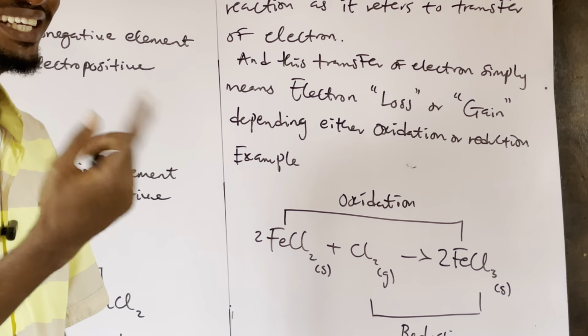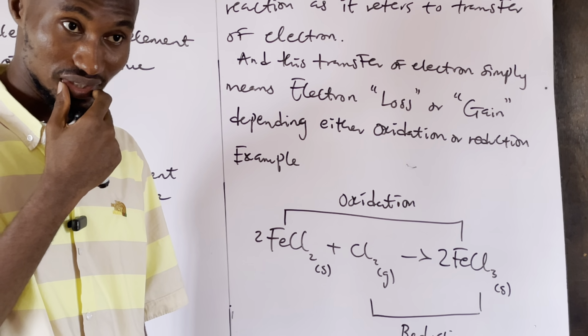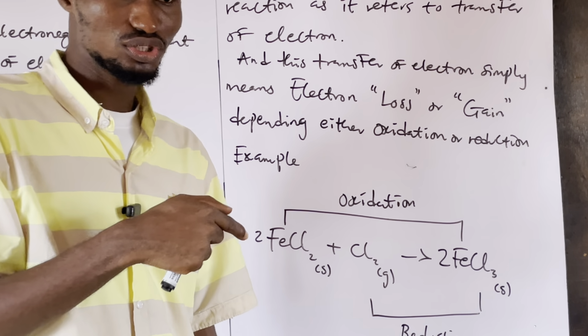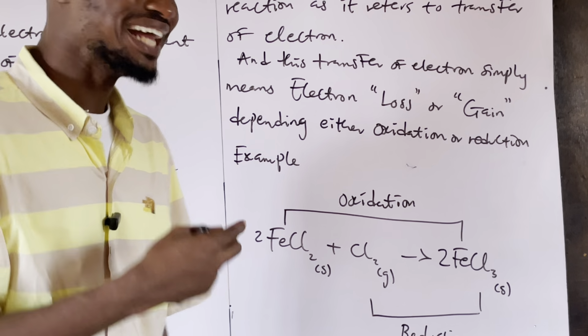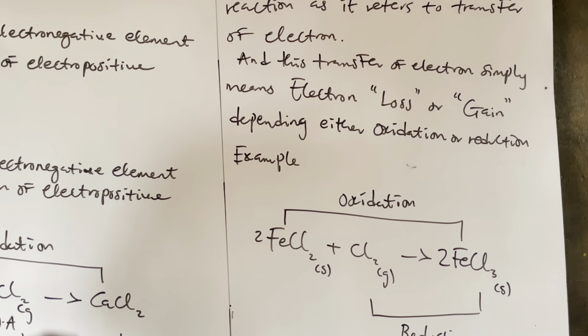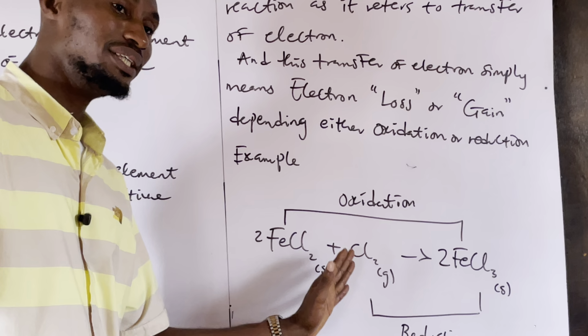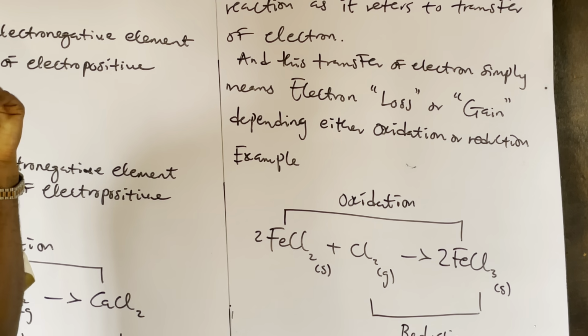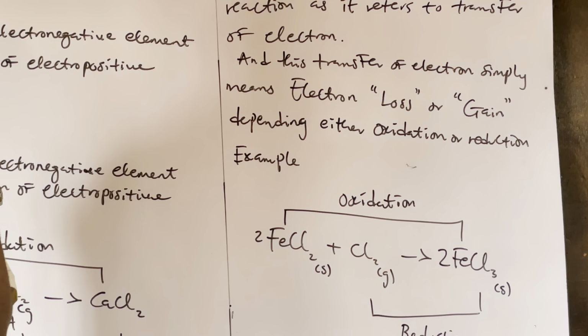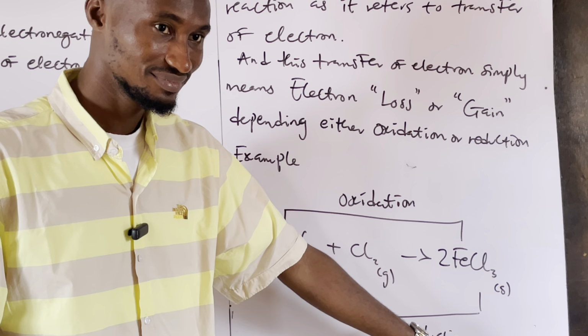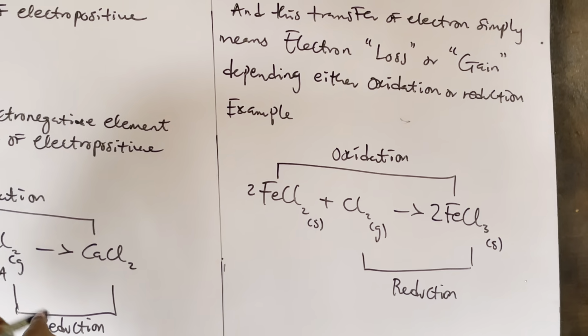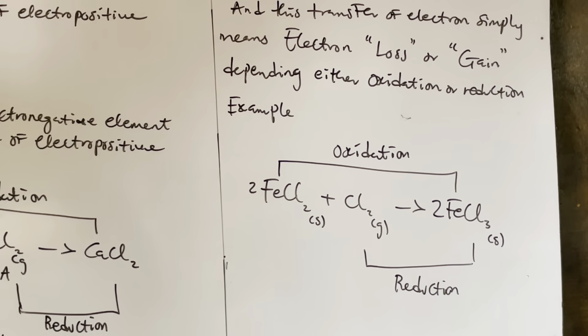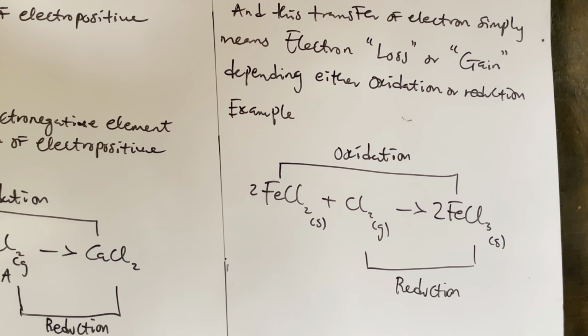Remember I said that electron loss is what? Oxidation. Electron loss is oxidation and electron gain is reduction. Did you understand? Now iron 2 chloride reacted with chlorine to form iron 3 chloride. There is an increase in the product. Iron 2 chloride reacted with chlorine to give iron 3 chloride. That means there was an increase in chlorine. Is it electron loss or electron gain? Electron gain. So what do you call that? Reduction. That is reduction, right? Now, for oxidation, is there electron loss? Yes, there's electron loss.